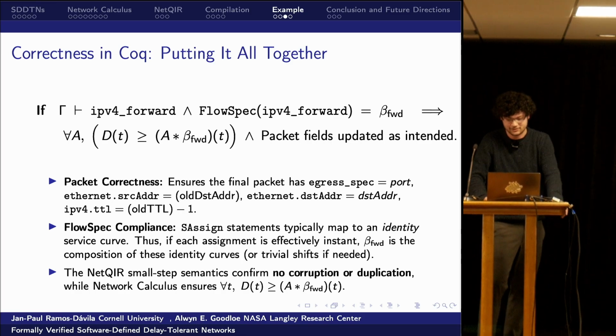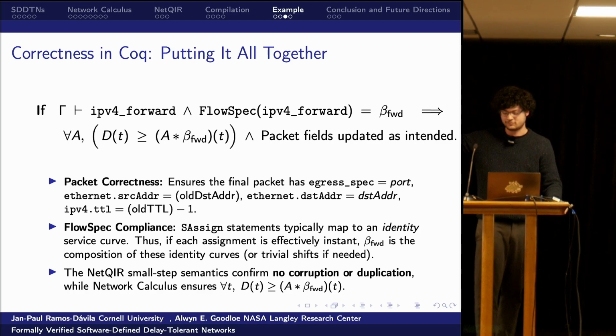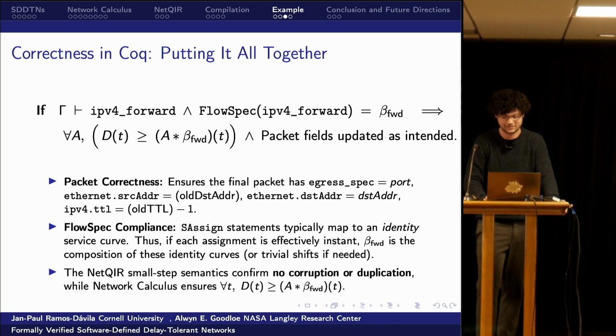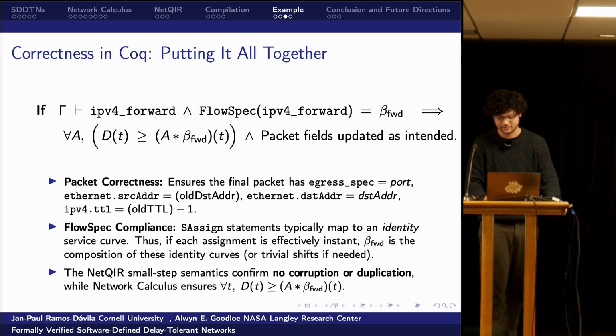So from the network calculus, we know that any arrival function A into that pipeline is lower bounded by A star beta forward for whatever given time at the output D of t. And then for the Coq proof here, for the base case, we had that a single S-assign modifies exactly one packet field, preserving the rest. So correctness of rewriting is immediate here. We have that flow spec as identity, and then for the inductive step, we just run this on the sequence of statements composed by O times.